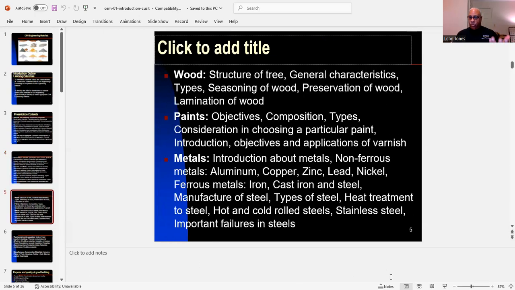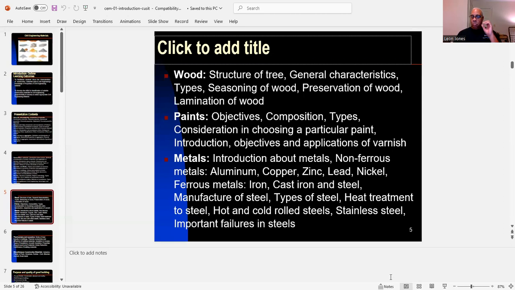Wood, structure of a tree, general characteristics, types, seasoning of wood, preservation of wood, lamination of wood, paints, objectives, composition, types, consideration, choosing a particular paint, introduction, objectives, and applications of varnish.